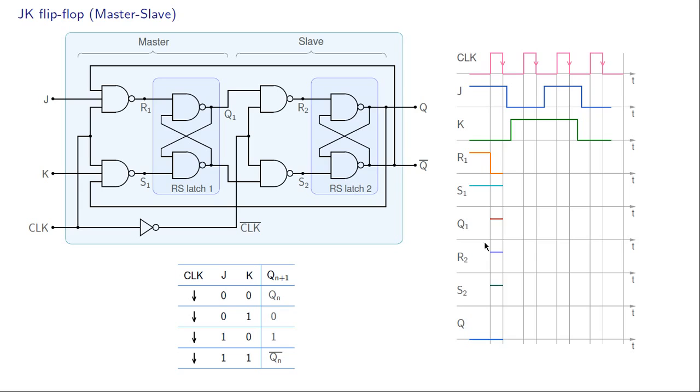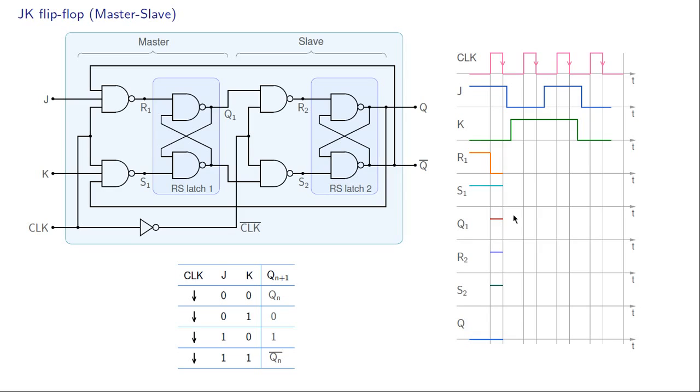Alright, now let us look at R1. When clock is 1, that means this input is 1. R1 is the NAND of J and this input, which is Q bar. Since Q is 0, Q bar is 1, J is also 1, and therefore R1 is equal to 0. What about S1? S1 similarly is the NAND of K and Q, and since K is 0, S1 is going to be 1. Now if R1 is 0 and S1 is 1, that means Q1 is going to be 1. That is what we have shown over here.